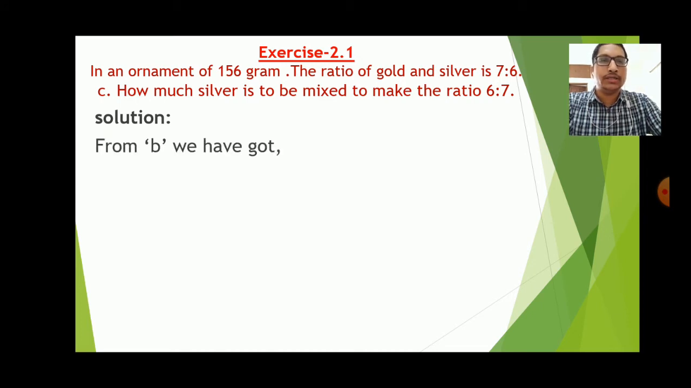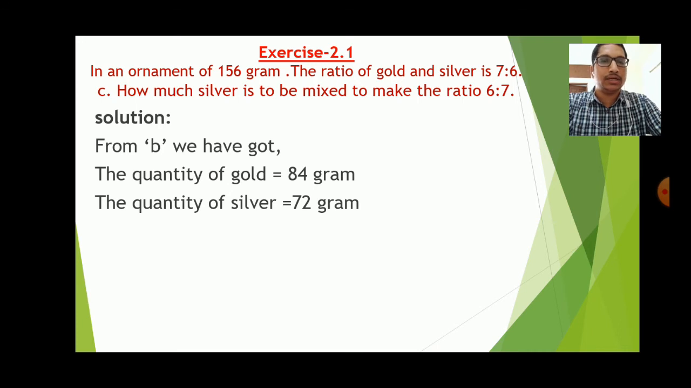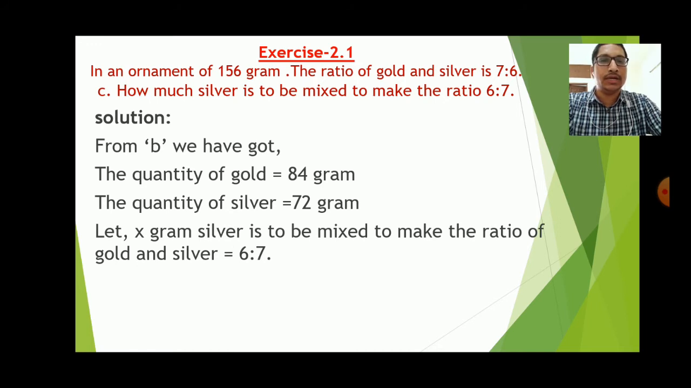At first we will write the information we have got. From part B we have got the separate quantities of gold and silver. The quantity of gold is equal to 84 gram. The quantity of silver is equal to 72 gram. Now let x gram of silver be mixed to make the ratio of gold and silver equal to 6:7. That means if we mix x gram of silver, this unknown quantity, then our ratio will be 6:7. We will let this unknown quantity be x.